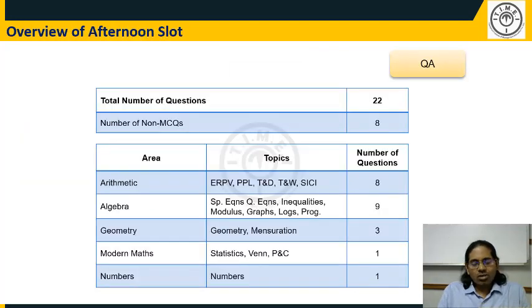In QA, the total number of questions remained at 22, as was the case last year. And in terms of the areas, arithmetic and algebra had 17 questions in total, while geometry, modern maths and numbers together had only 5 questions.